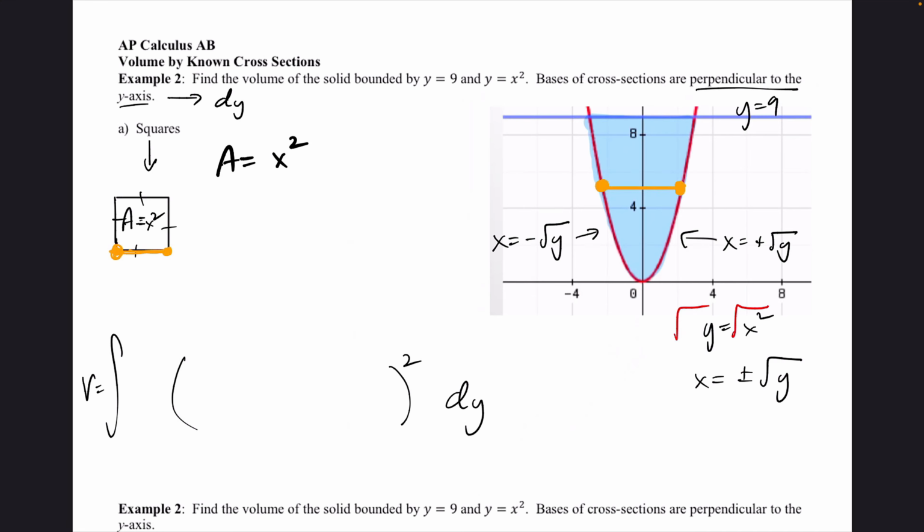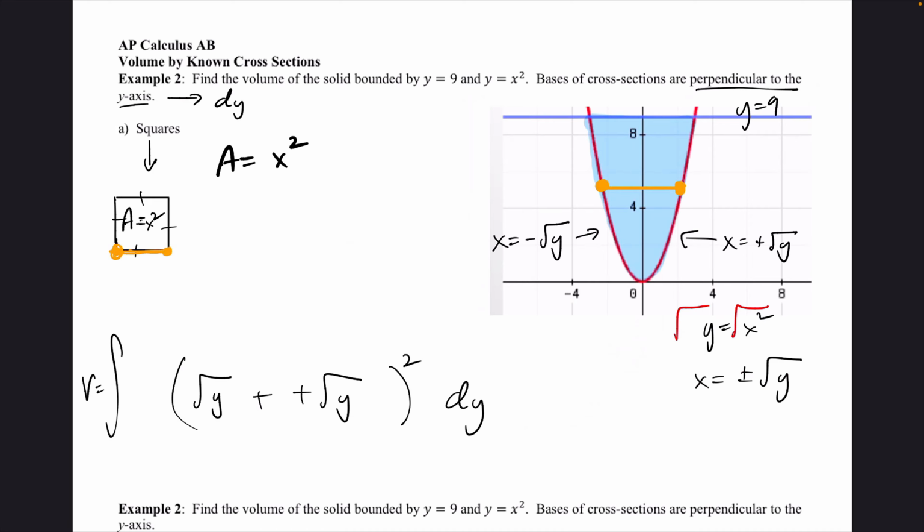Okay? So now we subtract them. We go right minus left. So right is square root y minus negative square root y. Right minus left. So now, instead of canceling each other out, it's actually doubling them. It's 2 of these.